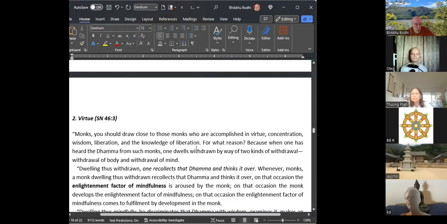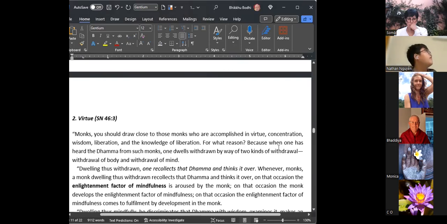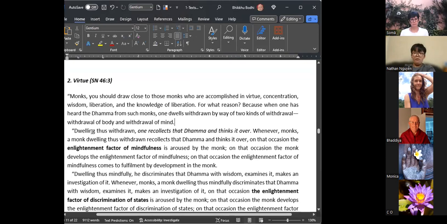And then when you've heard their teaching of the Dhamma, then he says, you withdraw, you go off into solitude by way of two kinds of withdrawal, two kinds of seclusion: withdrawal of body and withdrawal of mind. Even though the word used is different, you could see that it's referring to those two kinds of seclusion that I mentioned, physical seclusion and mental seclusion. Okay, so then the text continues. It says, when you have gone into seclusion, then you recollect that Dhamma and think it over.